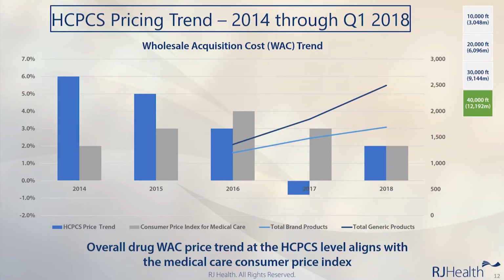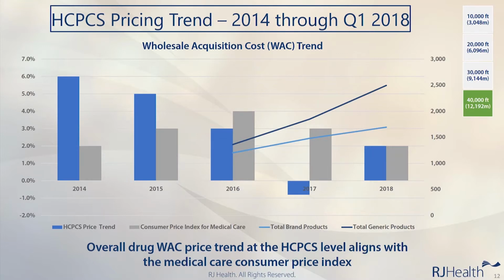The other piece, as you're looking at this data, to keep in mind is we're looking at pricing at the HCPCS level. So we're not looking at the overall NDC package. This normalizes the actual pricing down to whatever the descriptor is on the HCPCS level. So if it's 10 milligrams, then all the NDCs that are components of that are normalized to that 10 milligram descriptor.